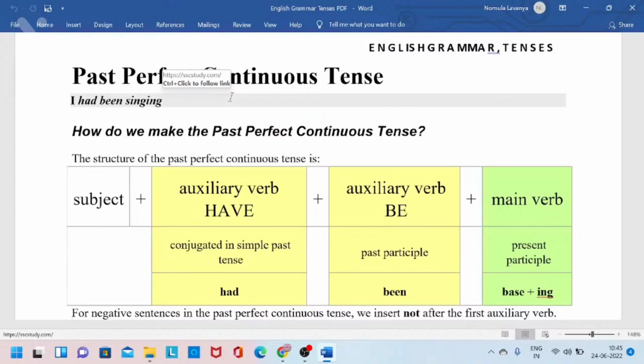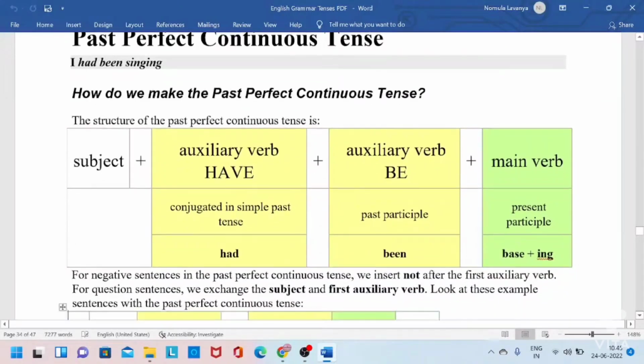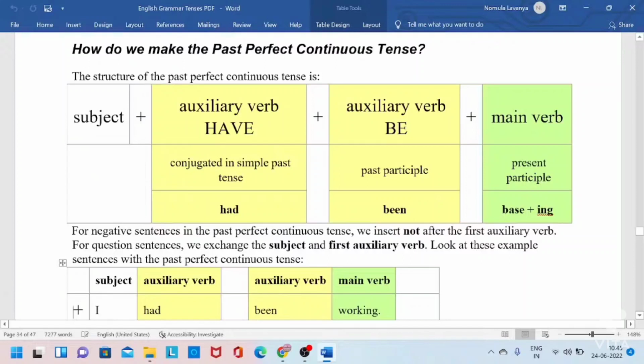So we have two helping verbs here plus the main verb. The helping verbs are two here, had and been. Conjugating the simple past tense and present participle: base plus information. For the negative sentences, as I already said, not will be used. We'll be inserting not after the first auxiliary verb.